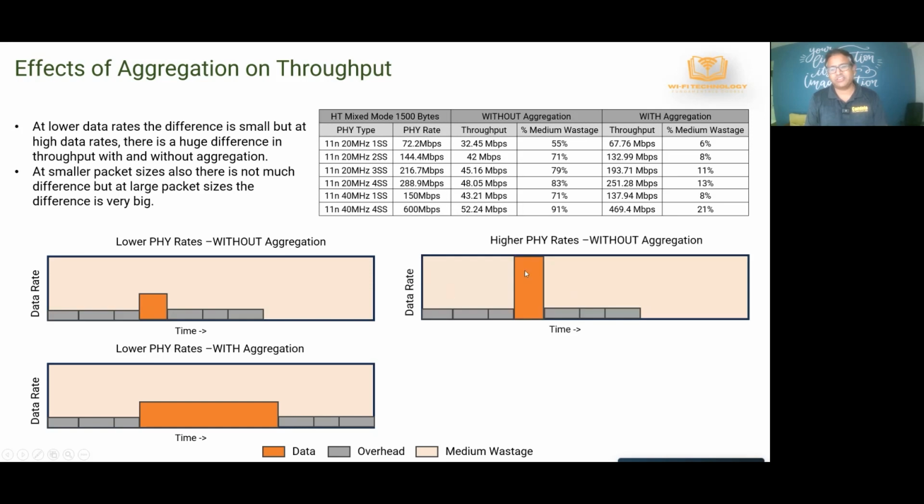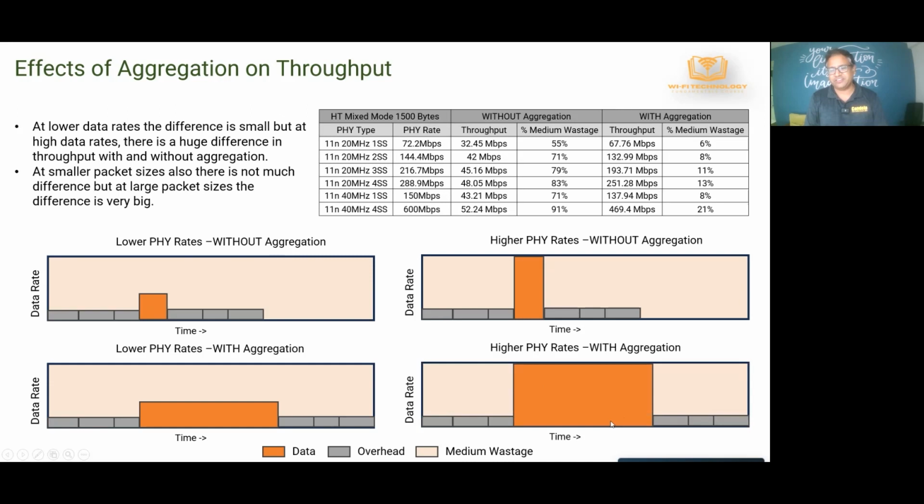On the other hand, if you're sending at high data rates, right, on this axis now you're sending at high data rates, and this is your amount of throughput you're getting without aggregation, and then you're sending at high data rates with aggregation. In this particular case, you'll see that you're getting a lot more medium utilization and a lot less medium wastage, because every time you're getting a transmission opportunity, you're not only taking more time to send the data, you're also sending more data, right? And so the wastage is a lot lesser when you're aggregating at higher data rates when compared to aggregation at lower data rates, which is a kind of interesting study.